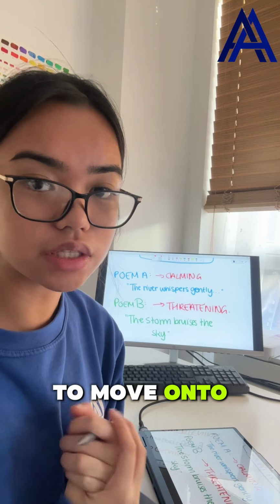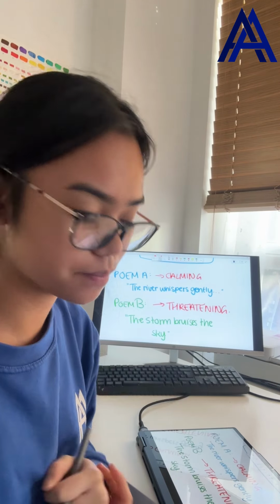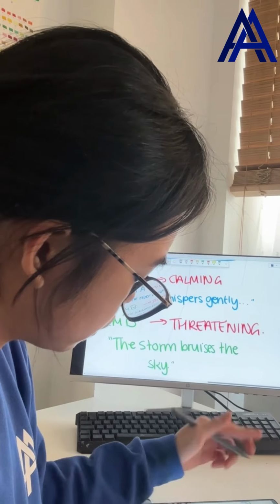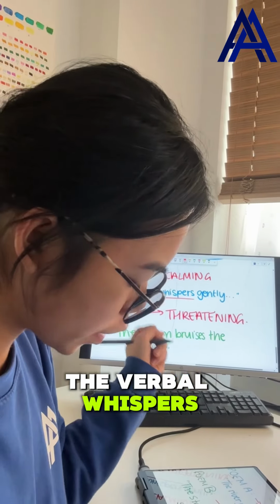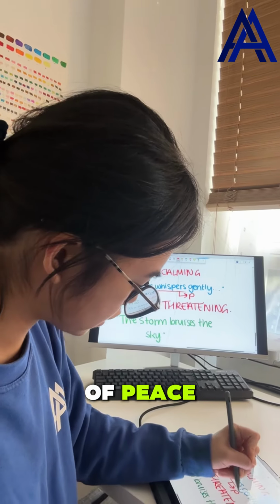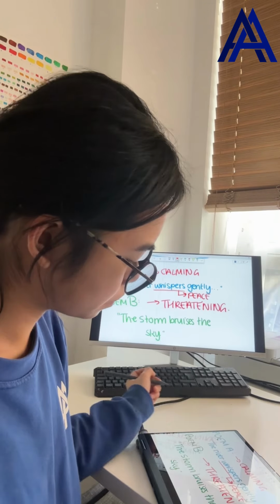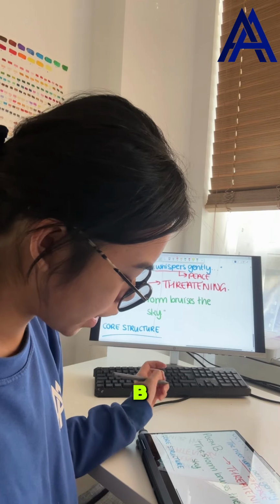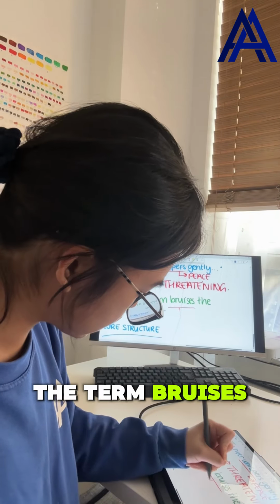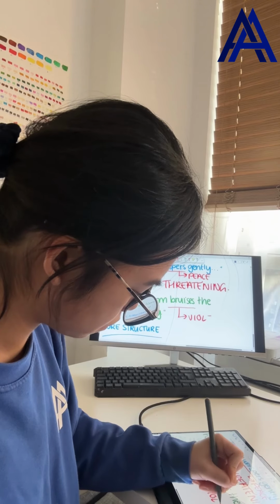Now you want to move on to how the writer presents these ideas. In poem A, the verb whispers gives a sense of peace. But in poem B, the term bruises suggests violence.